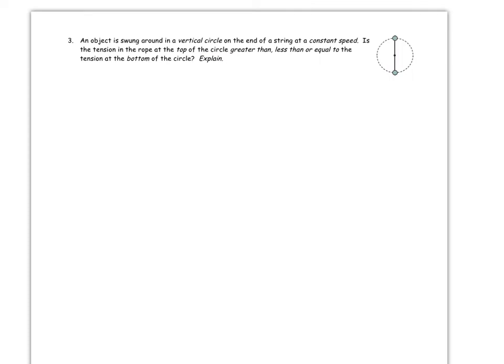For our next one, we have an object swung around in a vertical circle at a constant speed, and we want to know if the tension in the rope at the top of the circle is greater than, less than, or equal to the tension at the bottom. So I'm first going to draw a free body diagram showing the forces acting on it at both the top and the bottom of my circle here.